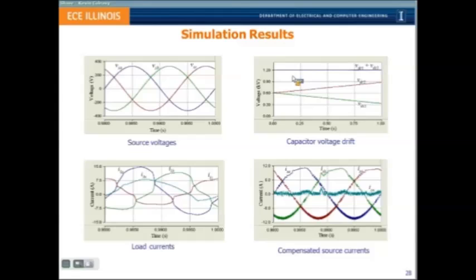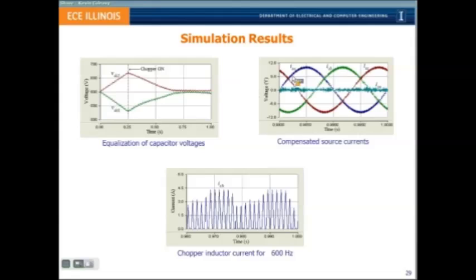It has a DC component, and because of this, if we don't compensate it by the chopper circuit, this is what happens. When the capacitor voltages tend to drift away from each other, the compensation becomes poorer and poorer. The earlier objectives are not accomplished. So what we do is we use the chopper circuit and we turn this on. We just look at the dynamic compensation here.